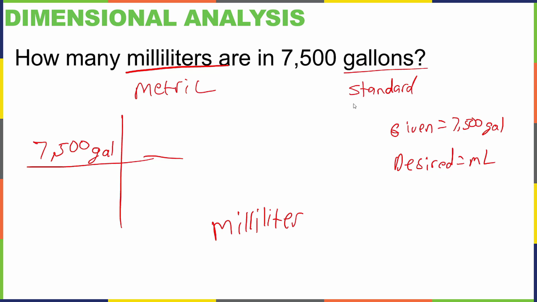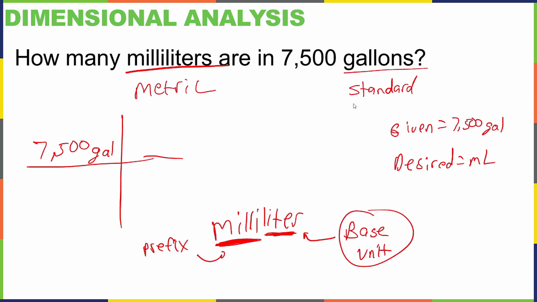Remember in the previous unit I said milli was a prefix and liter was the base unit? Remember, liter is your base unit, just like gram is a base unit for mass. And milli is the prefix, and that just shows whether it's large or small with respect to the base unit. So what we have to find out first is, how many gallons are in a liter? Or in other words, we have to get it in terms of our base unit.